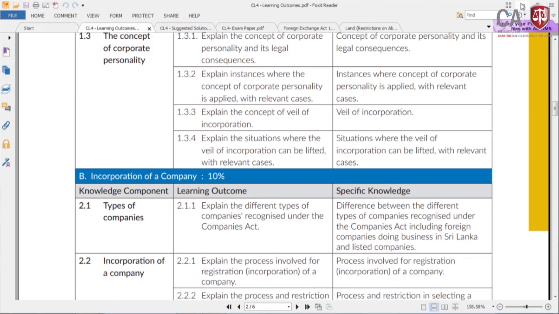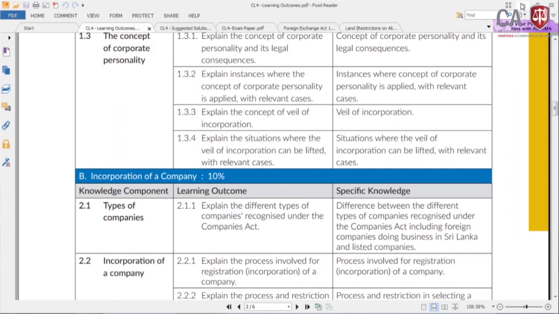You must have specific knowledge on what the veil of incorporation is, and how it can be pierced in certain circumstances. Then explain the situations where the veil of incorporation can be lifted with relevant cases, as I mentioned, and have specific knowledge on those situations, because you know already that the court will not, just for the sake of lifting the veil, pierce the veil, but the court should be overwhelmingly convinced to do such a thing.